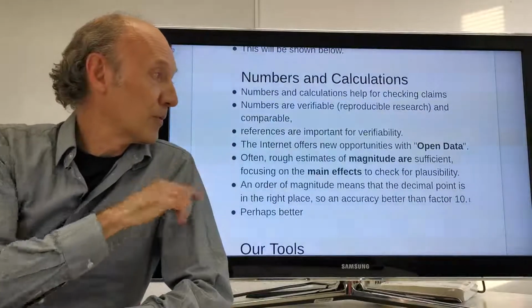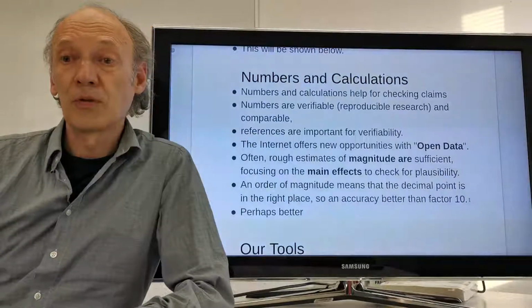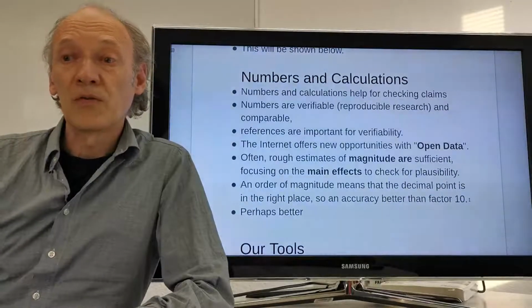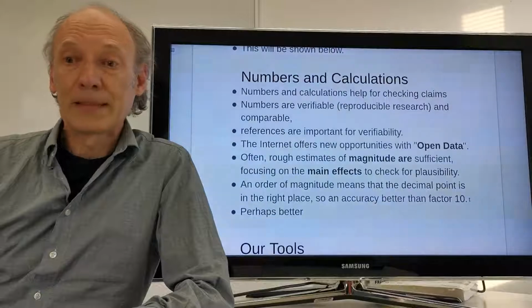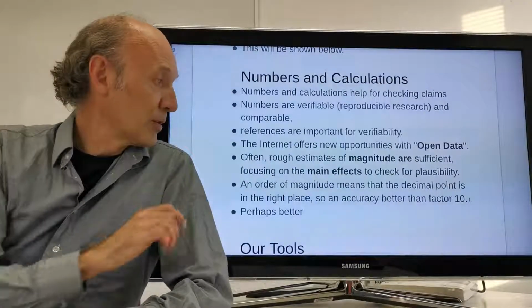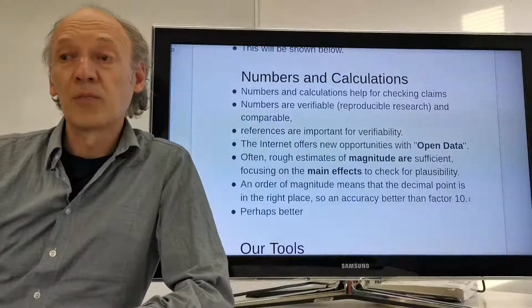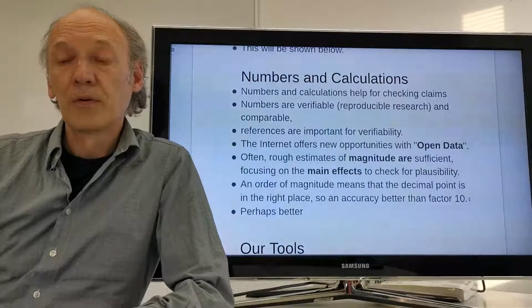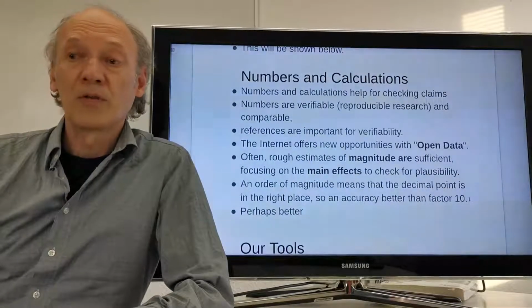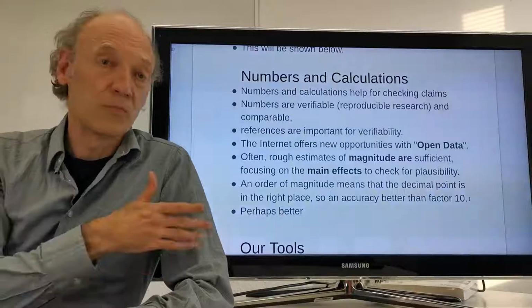Often rough estimates of magnitudes are sufficient, focusing on the main effects to check for plausibility. An order of magnitude means that the decimal point is in the right place, which means an accuracy better than a factor of 10, but perhaps even better.